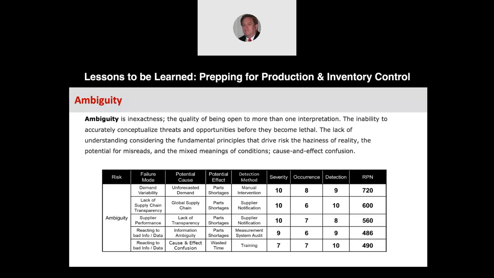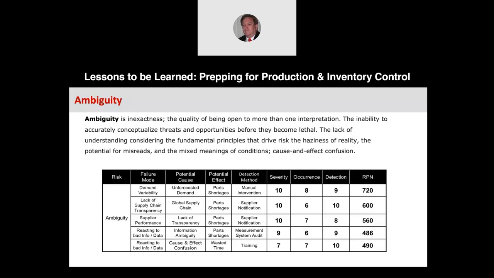Reacting to bad info and data. A lot of times, our data could give us wrong information. So we won't really get into it too much in this course, but there's a thing called measurement system assessment, where you're looking at how good your data is. That one shows an RPN of 486, which is fairly high, but we had a lot of those already in the 900, 700, 600 range, so it would not be a top priority.